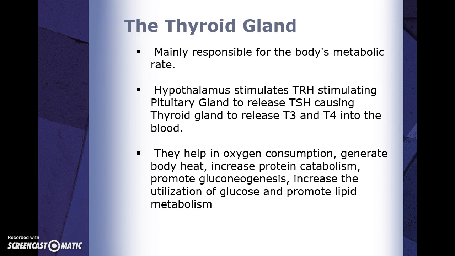The thyroid gland is mainly responsible for the body's metabolic rate. It is basically a chain of events. The hypothalamus releases thyrotropin-releasing hormone, which stimulates the pituitary gland to release thyroid-stimulating hormone, which causes the thyroid gland itself to release T3 and T4 into the blood. Thyroid hormones help in oxygen consumption, generate body heat, increase protein catabolism, promote gluconeogenesis, increase the utilization of glucose, and promote lipid metabolism.